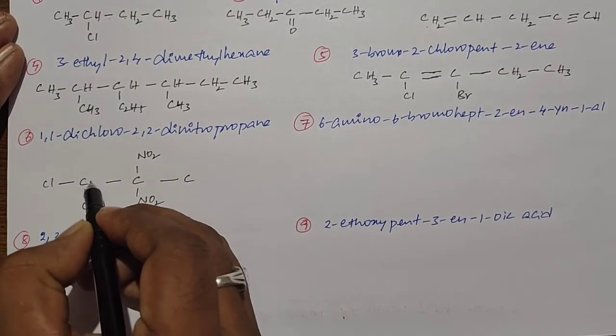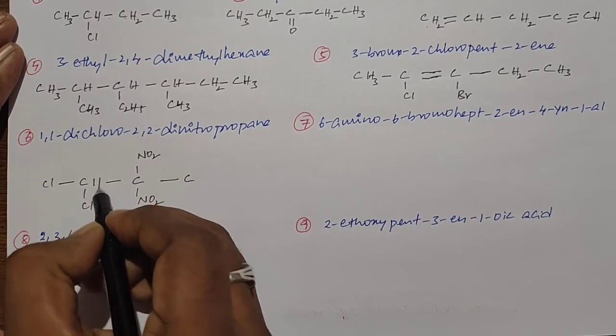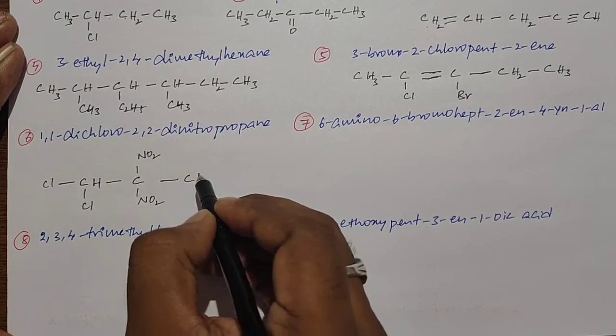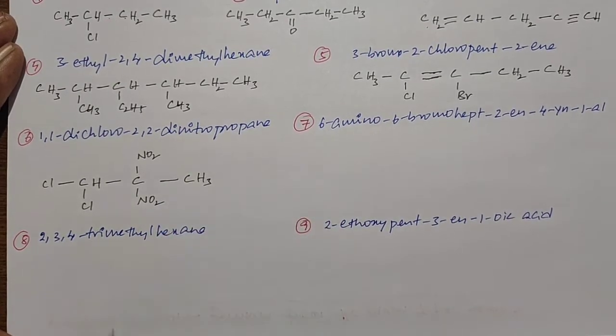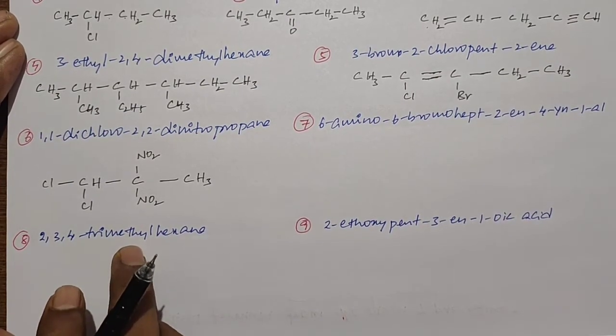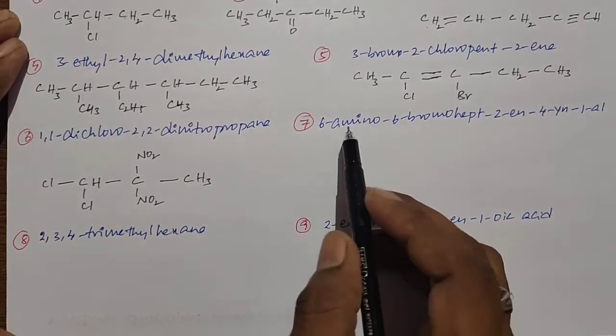So here, in the first carbon, 3 valencies are satisfied, so the fourth one is satisfied by the hydrogen. Here tetravalency is satisfied. Here only one valency is satisfied, so I just keep the 3 hydrogens. So this is the structure of 1,1-dichloro-2,2-dinitropropane. Next example. So listen carefully.